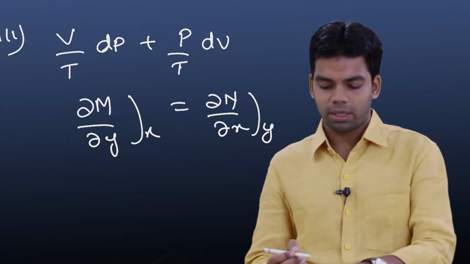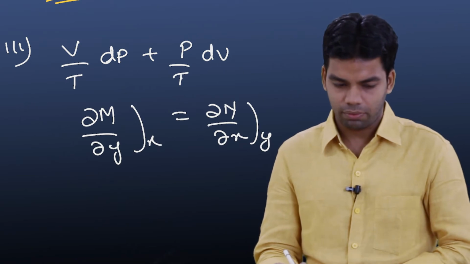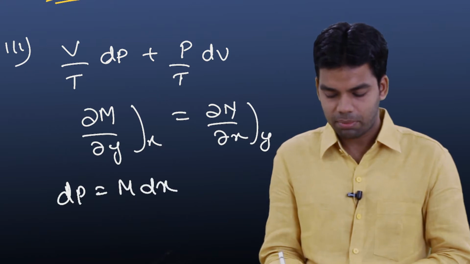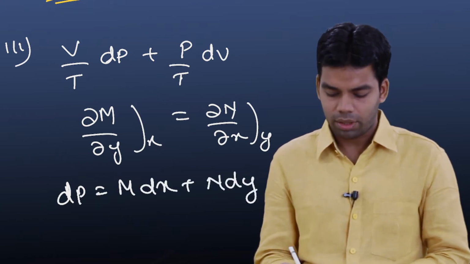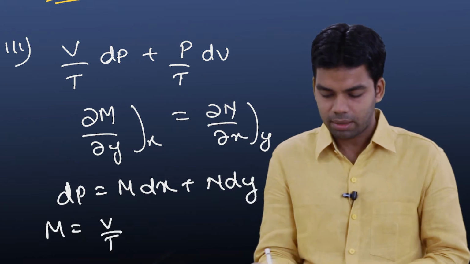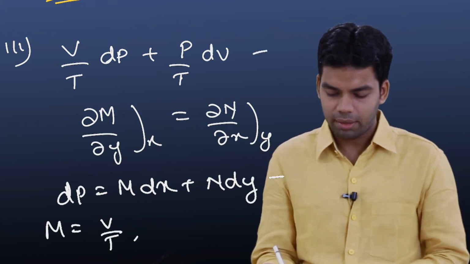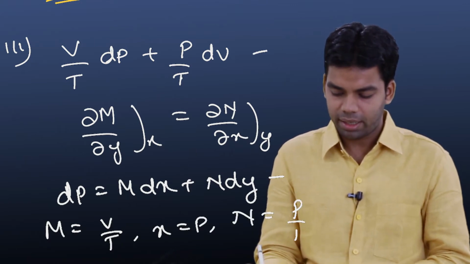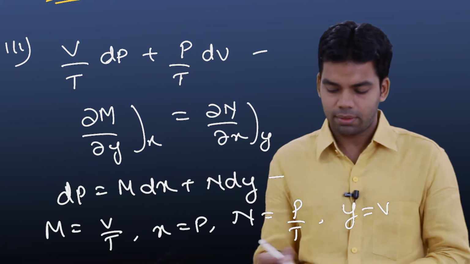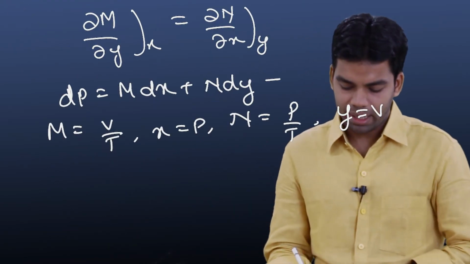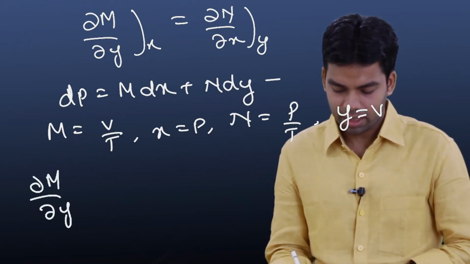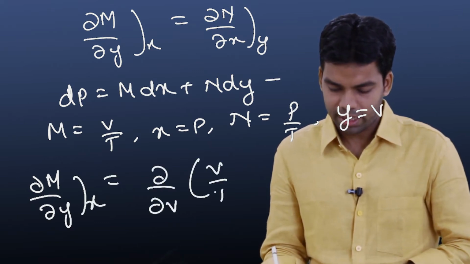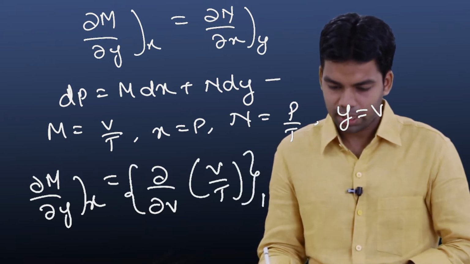Okay. Now, here in this particular function, we can compare this with dP is equal to M dx plus N dy. Now, here M is equal to V by T, just compare this and this; M is equal to V by T, x here is P, N here is P by T, and y here is V. Getting this? Okay. Now, what will be del M by del y here? So, del M by del y at constant x should be equal to del by del V of V by T, where P should be kept constant.